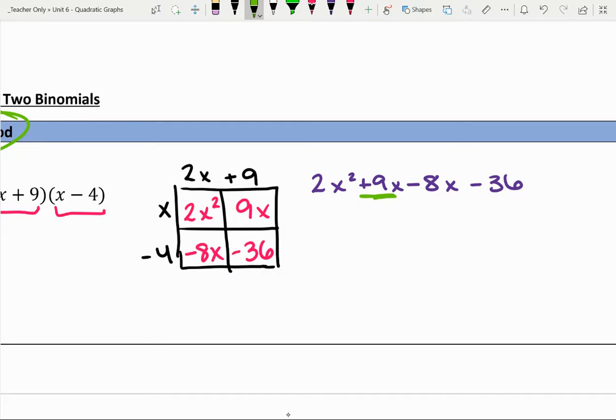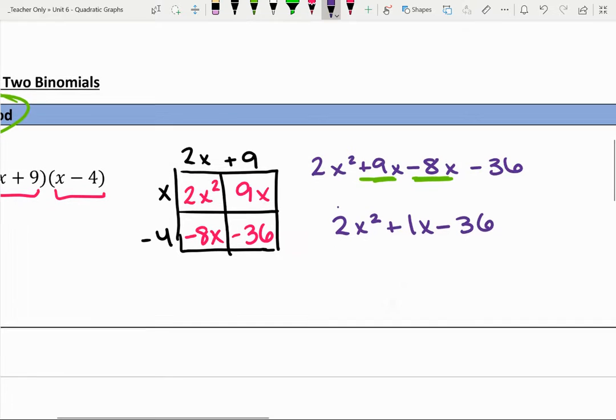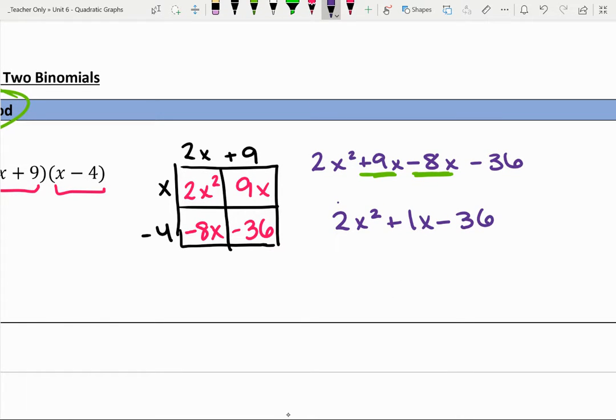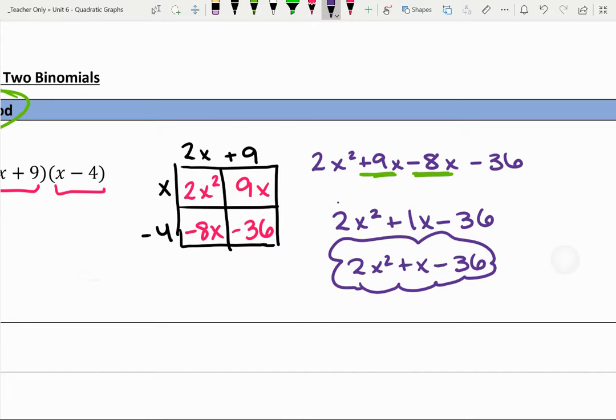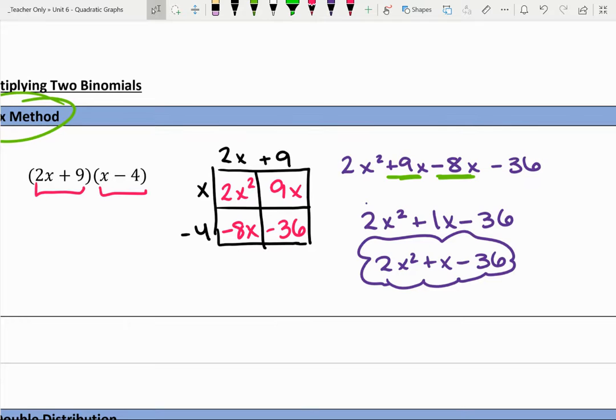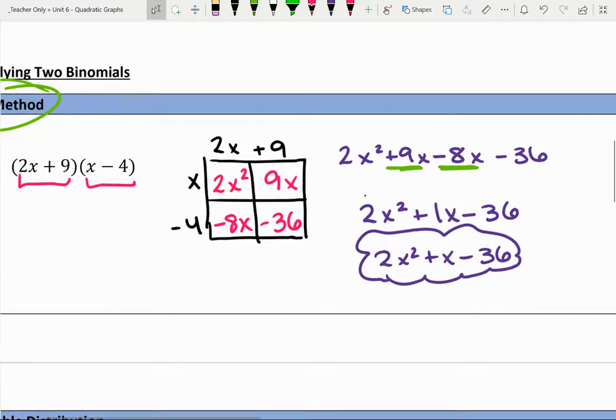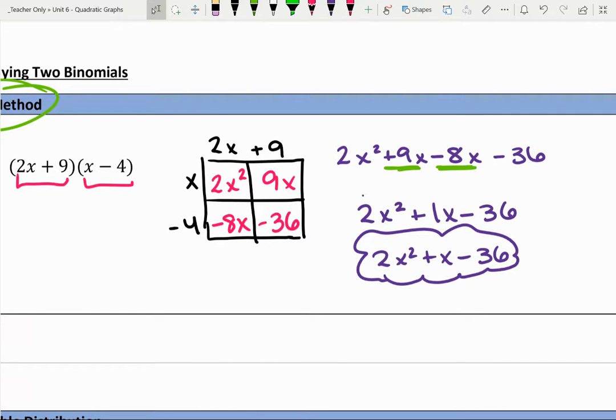We have a couple of like terms to combine there. So we're going to get 2x squared plus 1x minus 36. You could actually even simplify it further and make that 1 a ninja 1, so 2x squared plus x minus 36 would be the really neat and tidy version there. So for many of you, your success yesterday with the area model, the box method is just going to be a really great extension there. It's the same idea. You're multiplying one side length by the other.